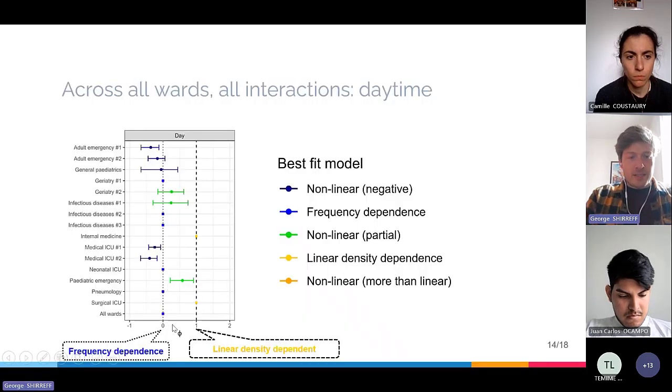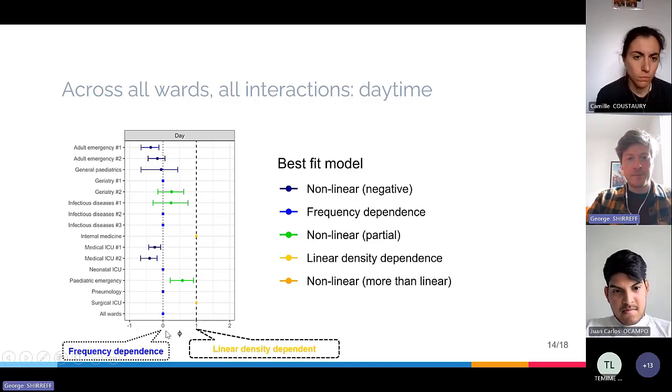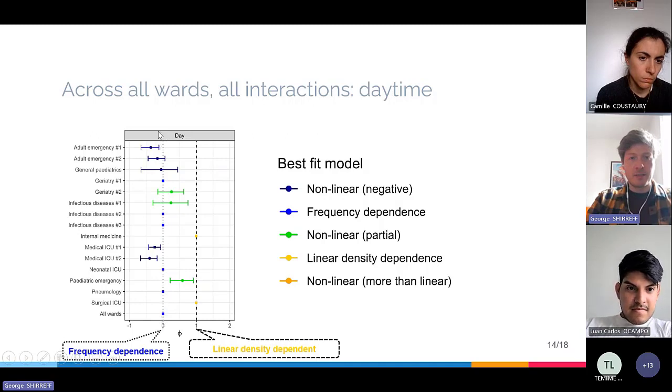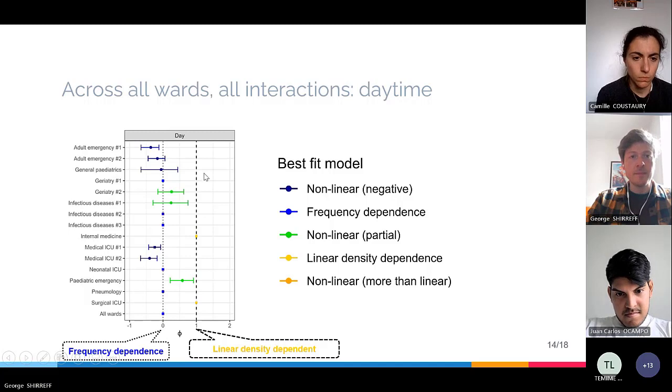So then what I'm showing here is that for each ward we can estimate that value of phi to describe where that ward sits on this spectrum of density dependence. Here phi is 0, which is when the contact rate is not dependent on density, and here where it's 1 is where you have a linear dependence on density. And what we can see, well, first of all, there's quite a lot of variability within the estimates that we get.